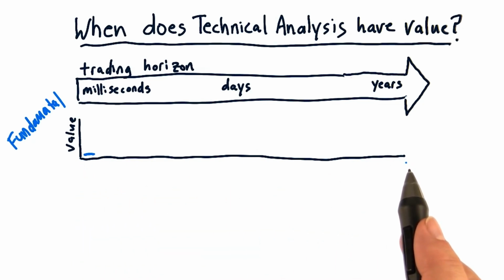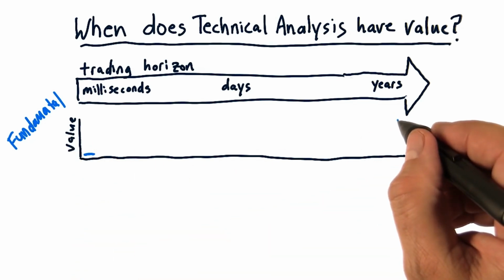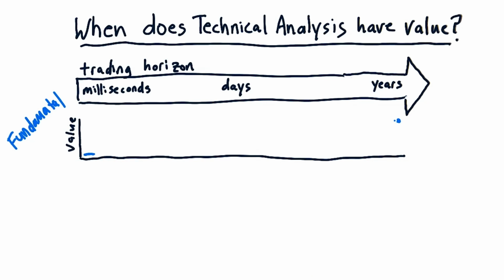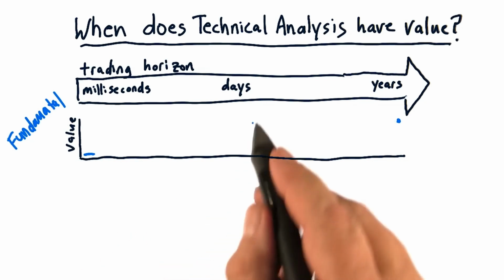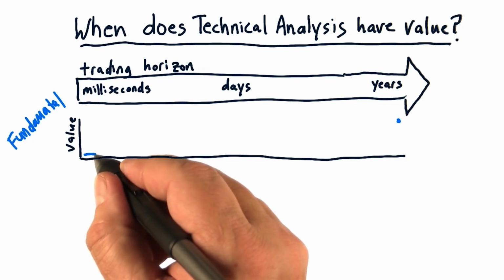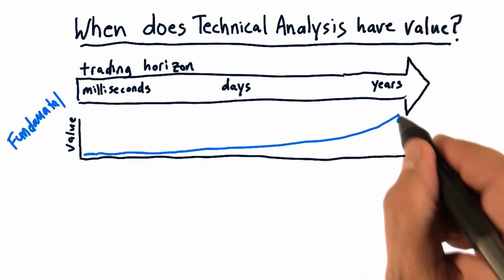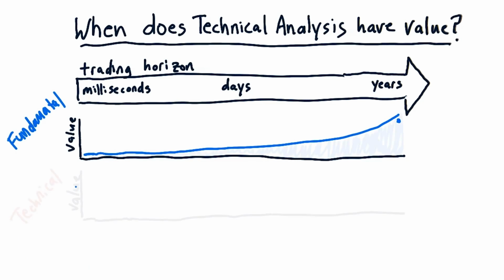We know from, for instance, Warren Buffett's success that fundamental factors over long periods of time may have significant value. What about days? Well, maybe over a period of days, fundamental factors do have value. So imagine that we sort of chart it like this. Over long periods of time, fundamental factors provide a lot of value.